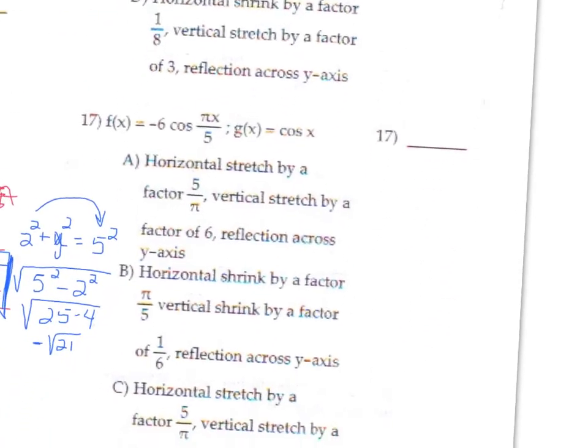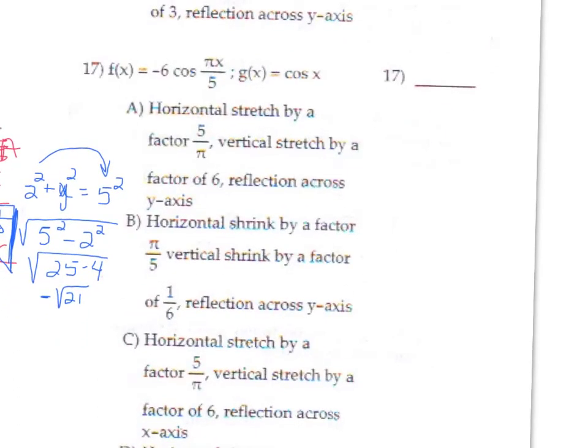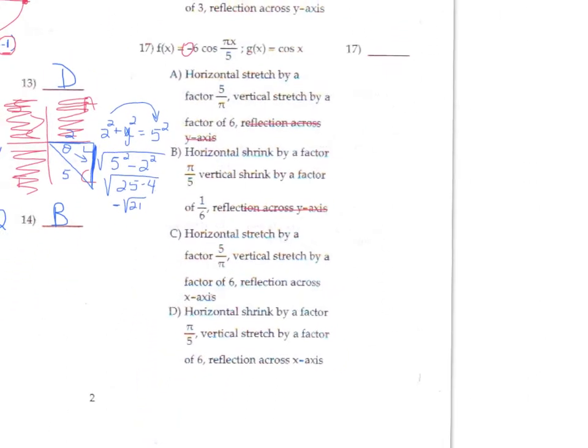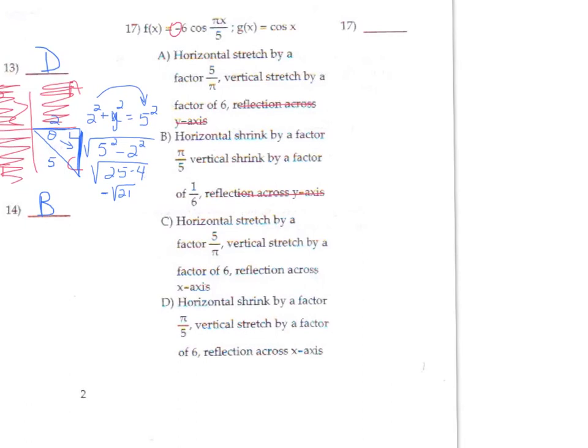Next, number 17. Okay, number 17. First thing is reflection across the x-axis. This is reflection across the y. No. Okay. B, reflection across the y. No. C. Okay, that one has reflection across the x-axis. So it could be this one, C or D. Now let's check on the other stuff. The 6, it's a vertical stretch by a factor of 6. Well, this one has it, C. Vertical stretch by a factor of 6. This one has it. So it could be C or D.